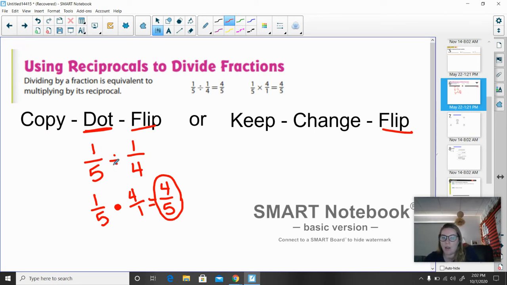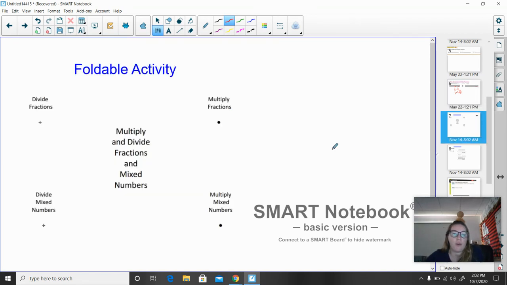So either copy, dot, flip. We copy it down, we dot, and we flip. Or we keep it the same, change it to multiplication, and then flip our second fraction. So whichever way you feel you'll remember more is what you're going to use. So now what you're going to do is you're going to get out your foldable. Okay, your foldable should look like this.